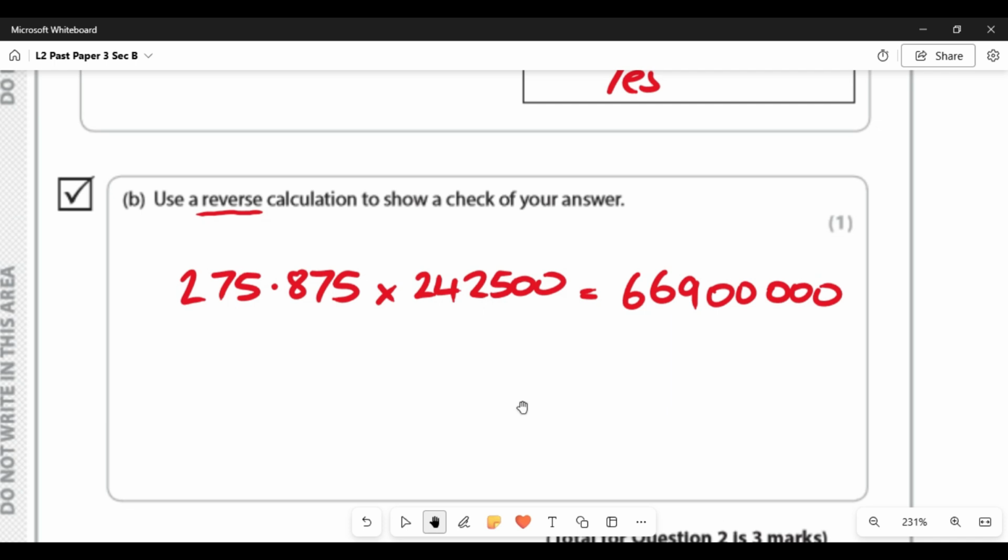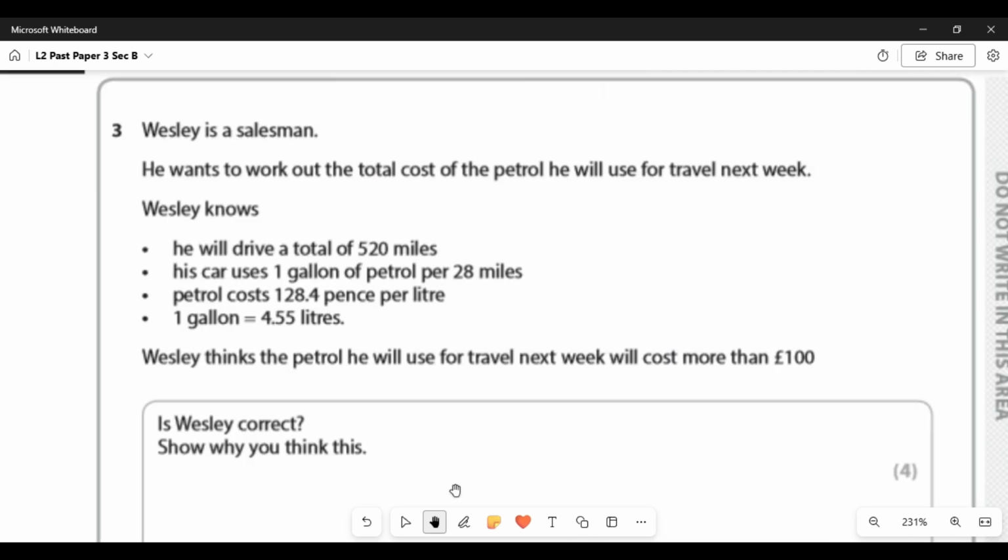Let's move on to the next question. Question 3. Wesley is a salesman. He wants to work out the total cost of the petrol he will use for travel next week. Wesley knows he will drive a total of 520 miles. His car uses 1 gallon of petrol per 28 miles. Petrol costs 128.4 pence per litre. 1 gallon equals 4.55 litres. Wesley thinks the petrol he will use for travel next week will cost more than £100. Is Wesley correct? Show why you think this, for 4 marks.